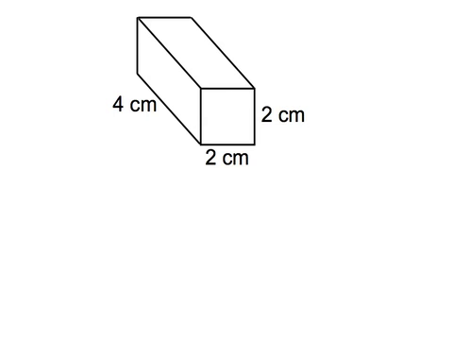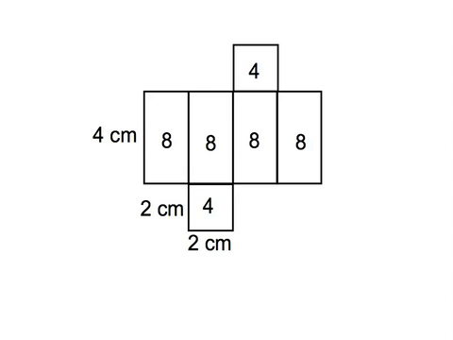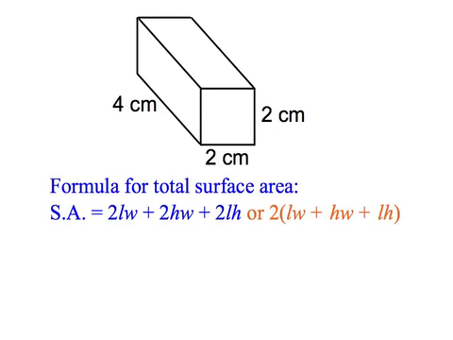Perhaps the width and the height, and the length is 4 centimeters, and the other two are 2 centimeters. So here's a net for this one. We could do it this way. We can see that there's 4 rectangles that are each 4 by 2 or 8 square centimeters. And there's 2 squares that are each 2 by 2 or 4 square centimeters. So the 4 8s and the 2 4s make a grand total of 40 square centimeters.